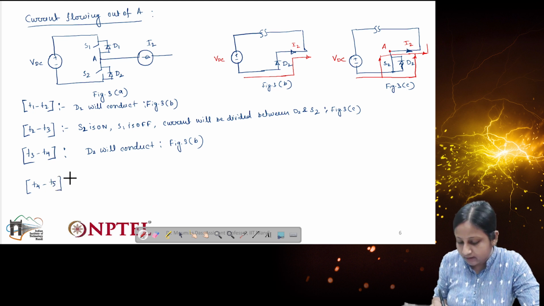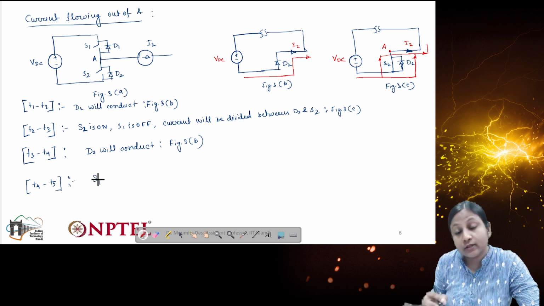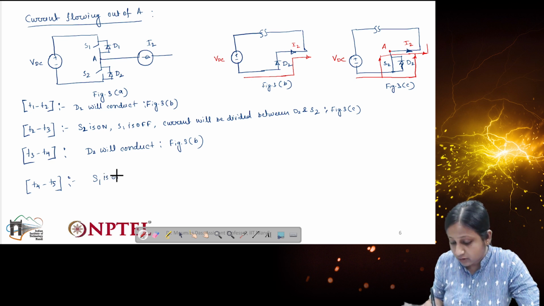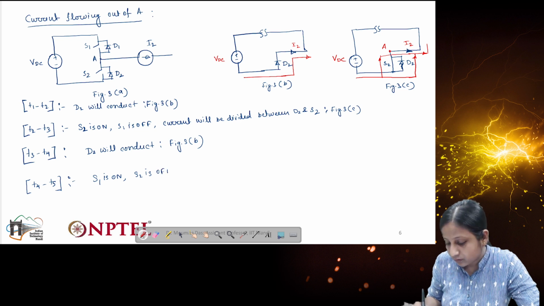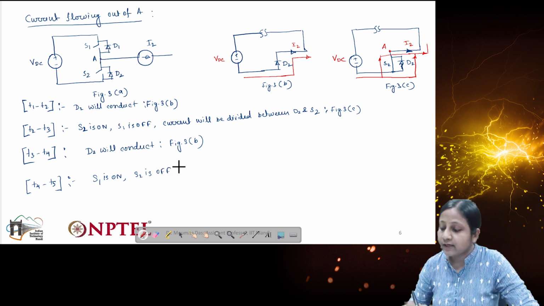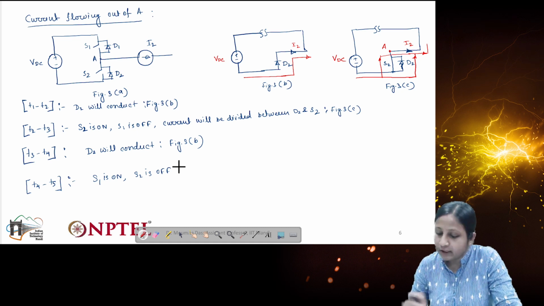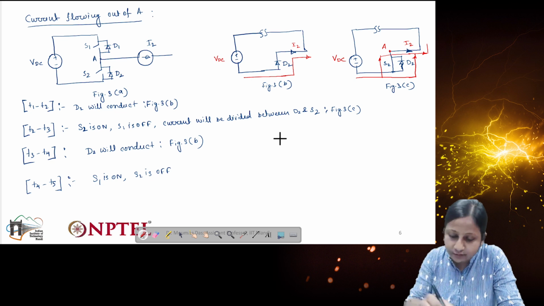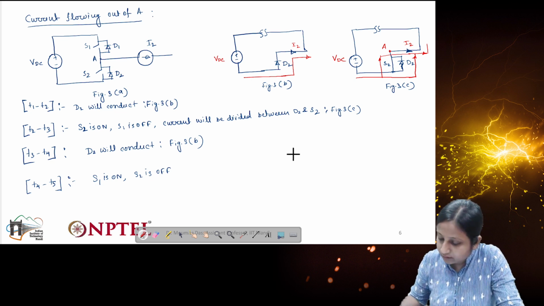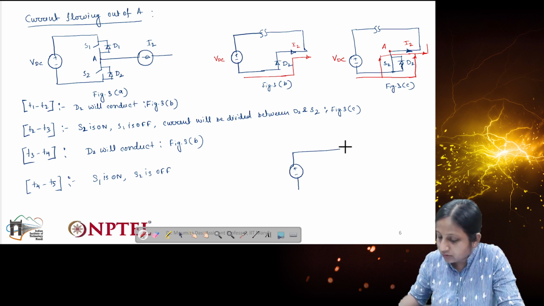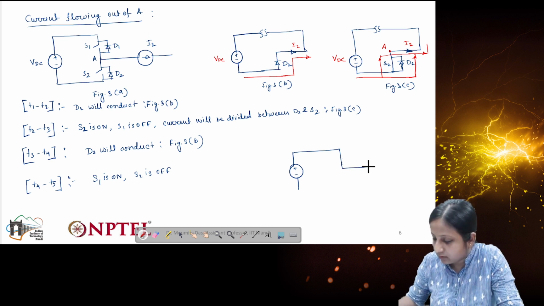Okay. Now consider the situation T4 to T5. So what is happening in this case? Switch S1 is on. S2 is now off. So now what will happen? The current will shift from D2 to S1. So the current flow will be plus to minus. The switch S1 is on, obviously the current will flow like this and it will go out of point A.